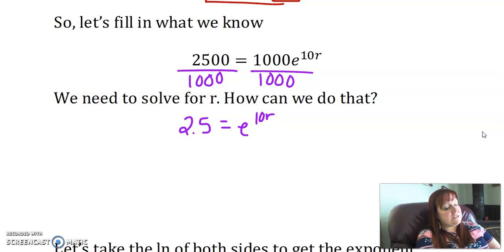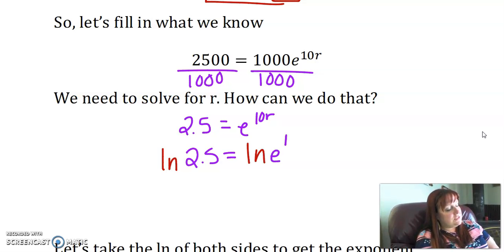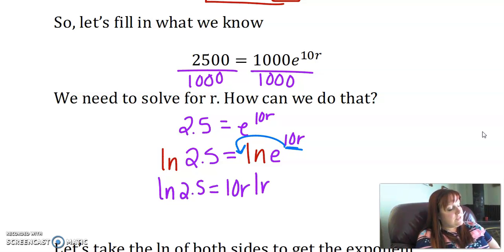Okay, so now I'm going to take the ln of both sides. And again, the reason I'm using ln is because I see the e and that base. ln is log base e, so I want to get rid of that e. So let's take ln of 2.5, and the ln of e to the 10r. Okay, so then we can use our exponent rules for logs and realize that this can come down in front. So I'm going to end up with ln of 2.5 equals 10r times ln of e.